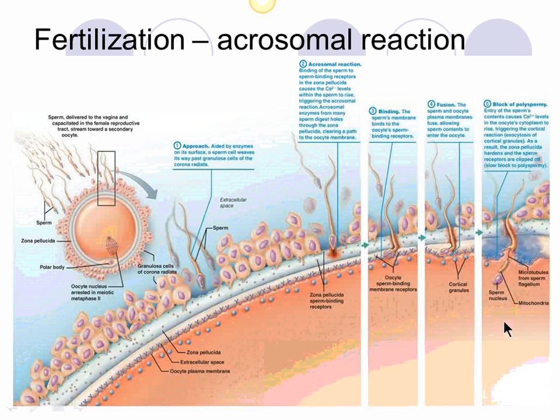Okay, so that's how polyspermy is prevented, because you don't want more than one sperm entering. Because what will happen? You'll have more chromosomes inside, right? Then the result will become absolutely different. It won't be a human being.